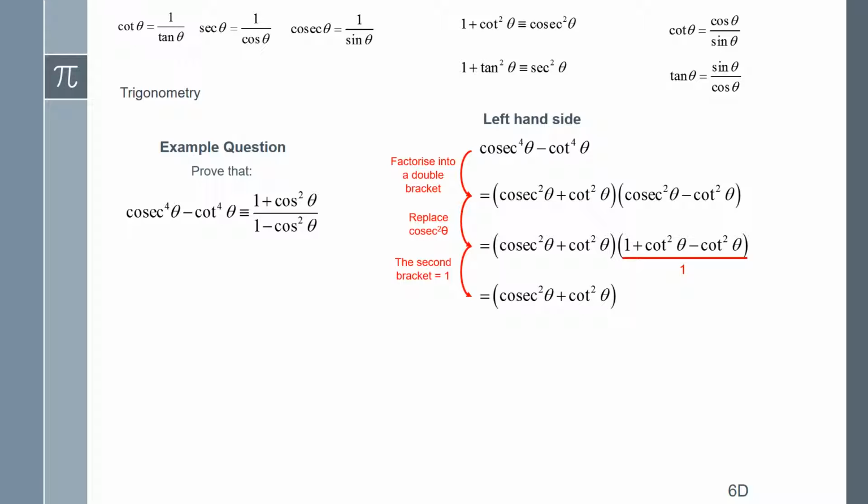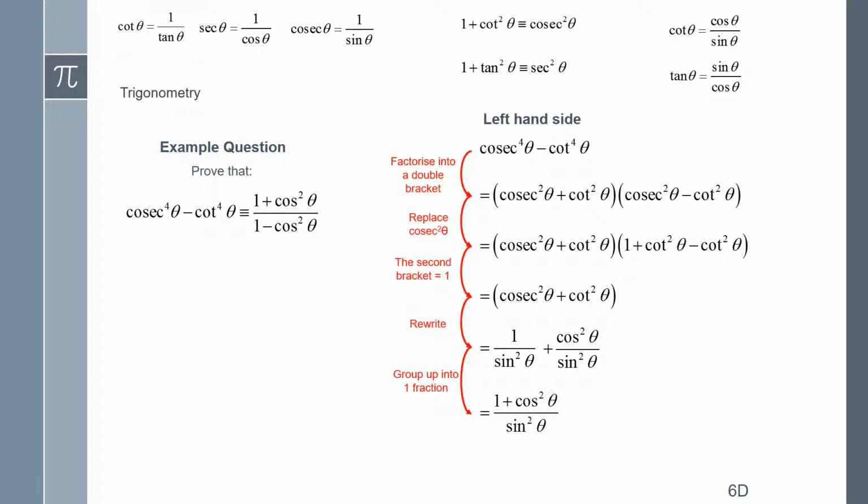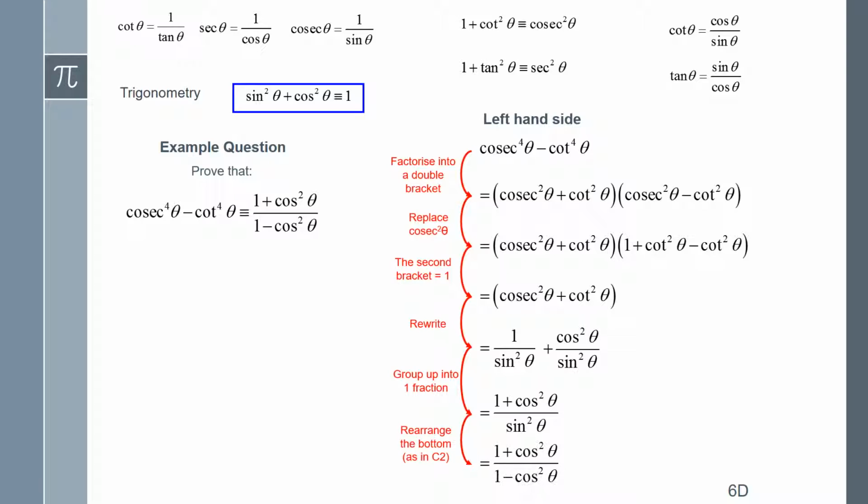So we've got cosec squared plus cot squared. Well, let's do the same: replace cosec squared with 1 over sine squared, and replace cot squared with cos squared over sine squared. Now we've got a common denominator. We can group into one fraction, 1 plus cos squared over sine squared. The bottom we can rearrange to say that sine squared is 1 minus cos squared, and then, hey presto, we've got the answer.